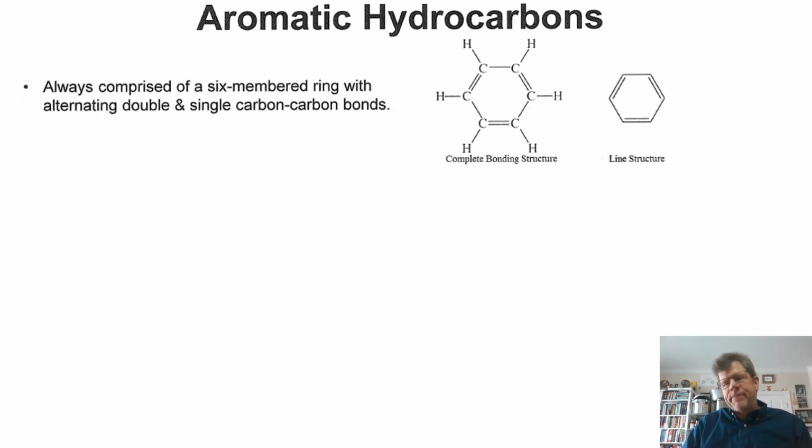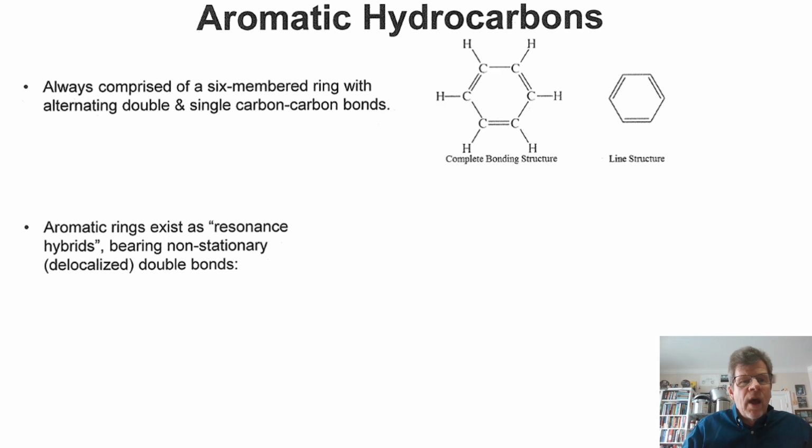And we find that these double bonds in our aromatic rings are not like normal alkenes. They don't react like normal alkenes, they don't behave like normal carbon-carbon double bonds. We find that these double bonds, if we look over on the right, these alternating double bonds in an aromatic ring, they exist as what are called resonance hybrids. Meaning that these double bonds are not stationary within the ring.